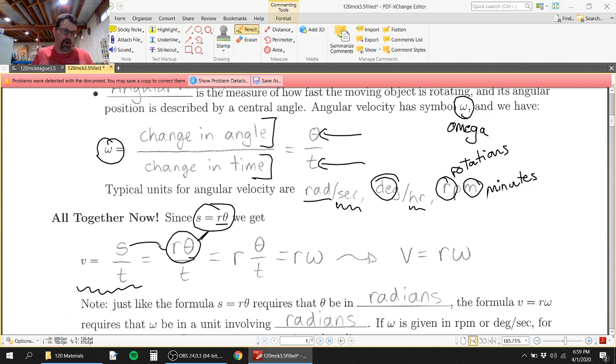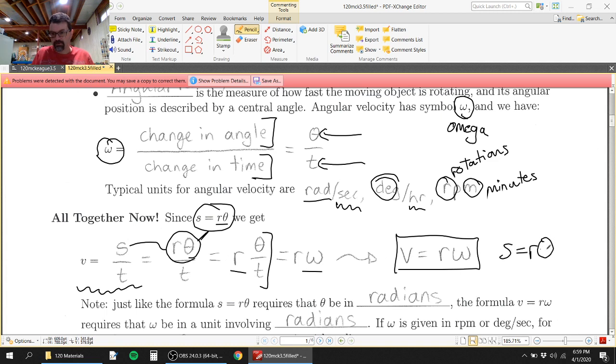Well, I'm just going to bump the r off the top of the fraction so it sits next to the fraction. But theta over t, well, that's exactly this thing called omega from up above. So if we make that replacement, we get this nice relationship. Linear velocity, v, is just the radius of the circular motion that we're talking about times the angular velocity that's involved. All right.